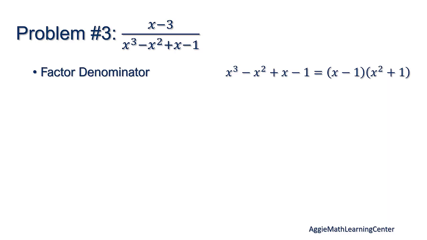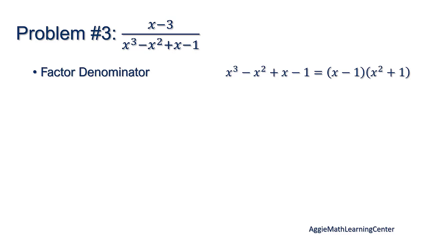Next, we will look to factor the denominator. We see that x to the third minus x squared plus x minus 1 will factor into x minus 1 and x squared plus 1. X squared plus 1 is considered an irreducible factor, since it cannot be factored any further without getting imaginary numbers. When you have an irreducible factor in partial fraction decomposition, we need to look at the degree of that factor. In this case, it would be 2, since there is an x squared.